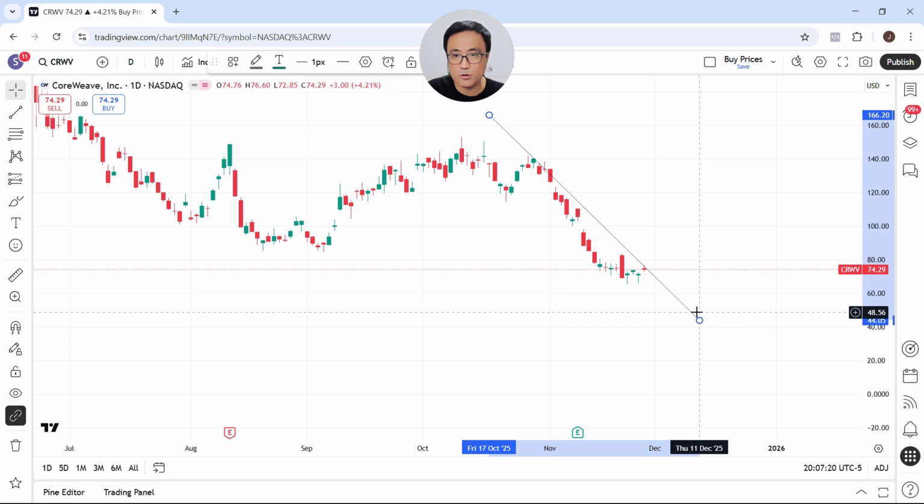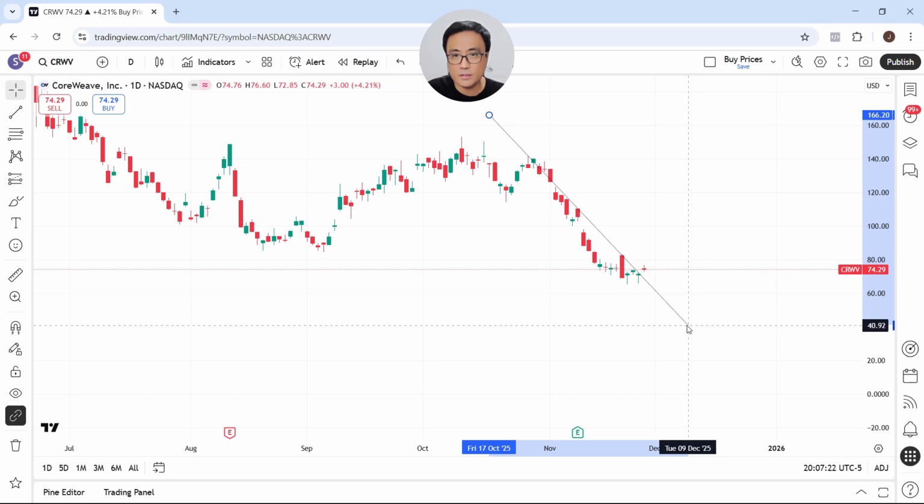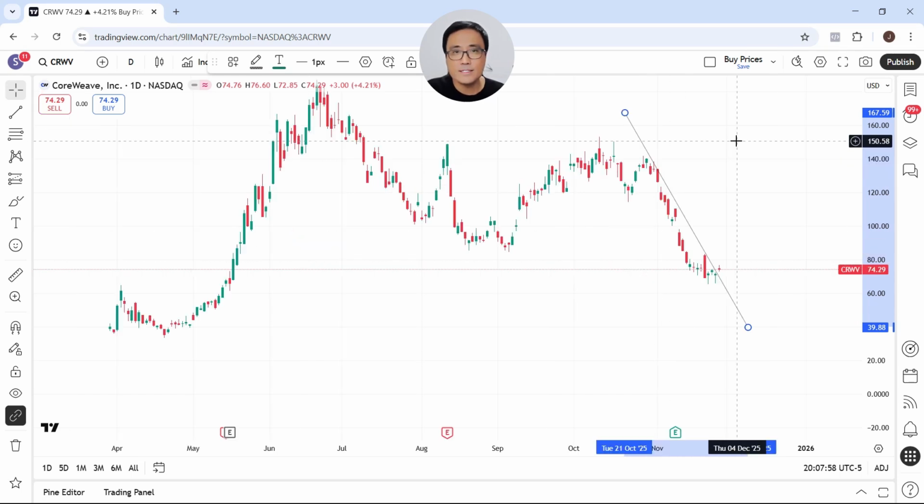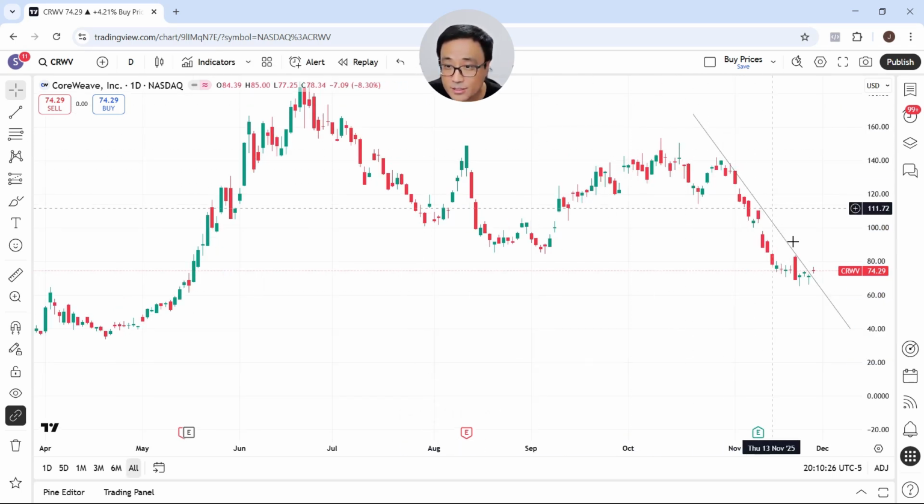It doesn't have to be perfect, but you want to make it an overhead resistance. So when the price touches it, it falls back down. So we have a descending trend line because it's a downward trend right now. Let's take a look at the price of CoreWeave and what you can do with it. Let's take a look at this descending trend line.